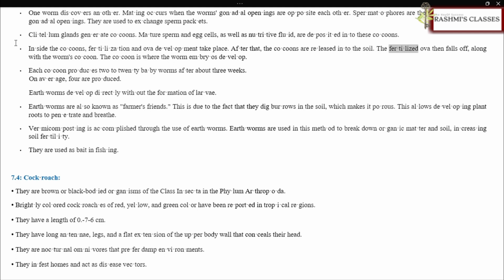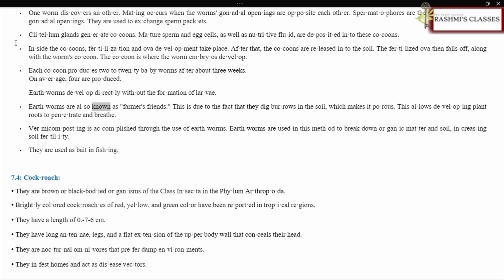After that, the cocoons are released into the soil. The fertilized ova then falls off, along with the worm's cocoon. The cocoon is where the worm embryos develop. Each cocoon produces 2 to 20 baby worms after about 3 weeks. On average, 4 are produced. Earthworms develop directly without the formation of larvae.